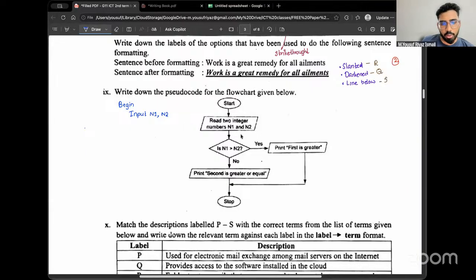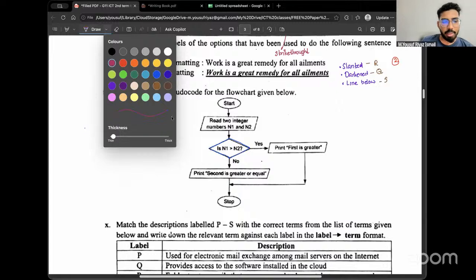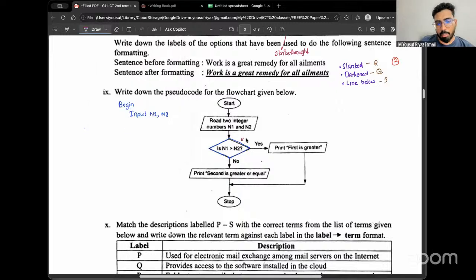So after you input the two numbers, you're going to check is n1 greater than n2. Now you can see we have a rhombus here. The most prominent mistake people make is they mix up whether the rhombus is relevant to a selection structure or to a repetition structure. So look at this rhombus and tell me what is your idea. Do you think it's a selection structure or repetition structure?